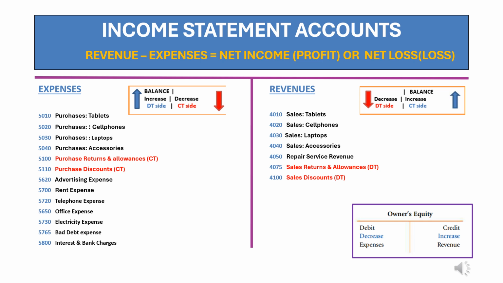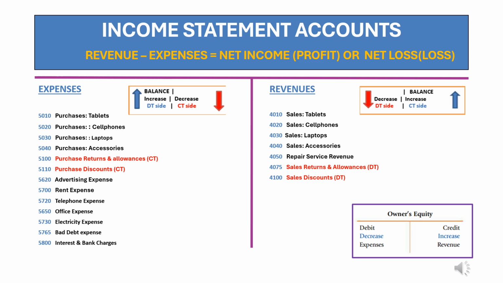Bad debt expense, amounts related to uncollectible accounts receivable. Interest and bank charges, financial costs such as loan interest and banking fees. Revenue, that's the money we receive for sales to our customers. Here's a brief explanation of each revenue account.